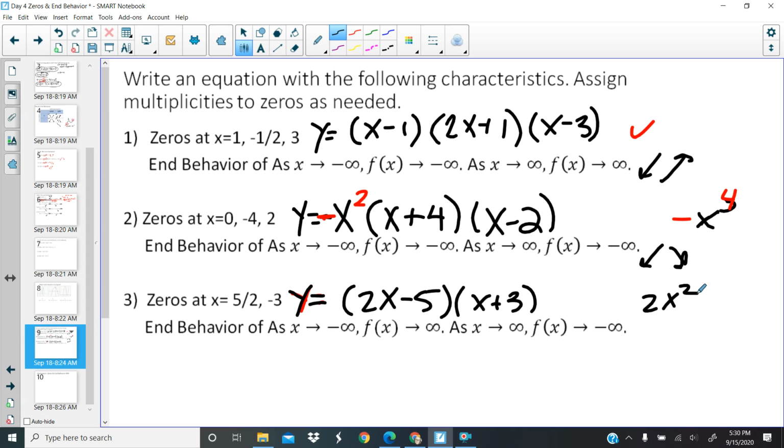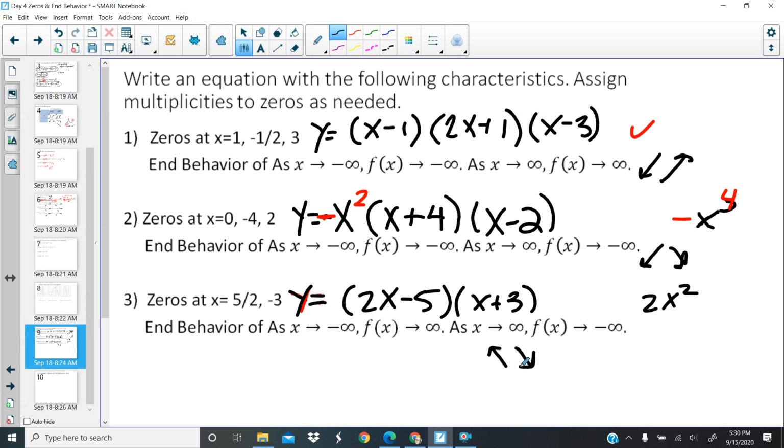And then the end behavior that it's asking for is for as x approaches negative infinity, f of x approaches positive infinity, so that's up. And then as x approaches positive infinity, f of x approaches negative infinity, so that's down. So we need the leading coefficient to be negative for 1 because it's up, down, and we also need the highest exponent to be odd.